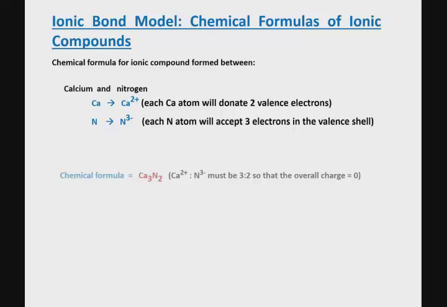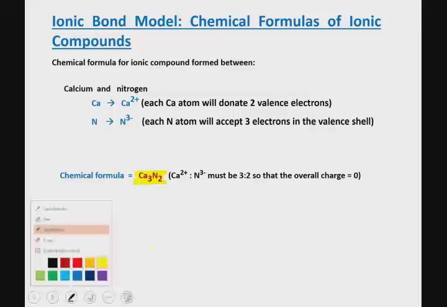And in order for us to put these two ions together, we will need a ratio of calcium to nitrogen ions to be 3:2. So the chemical formula for this compound is therefore Ca3N2. Now here's another way to account for the charges.